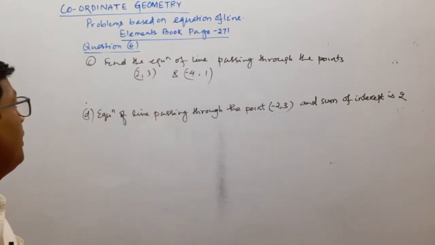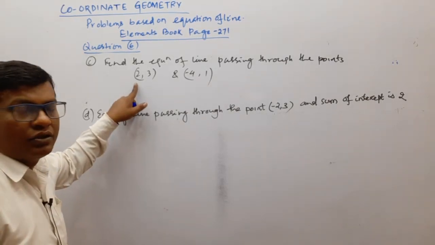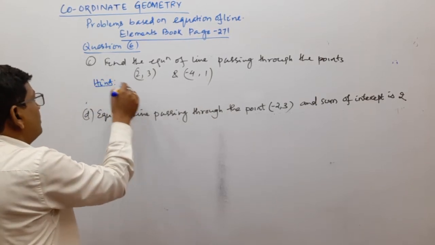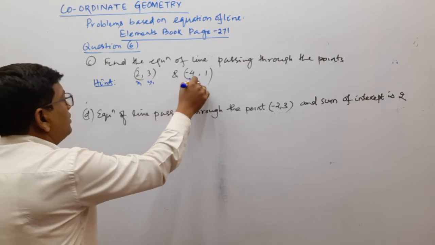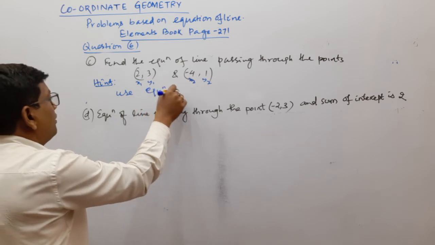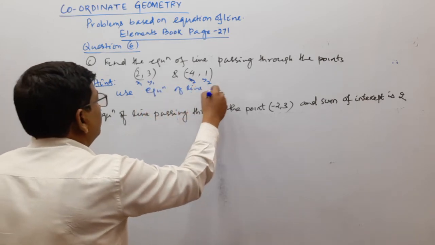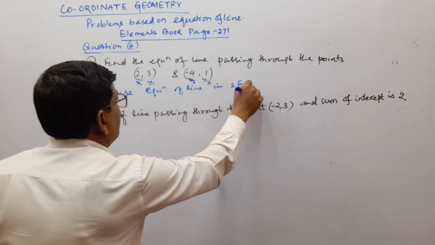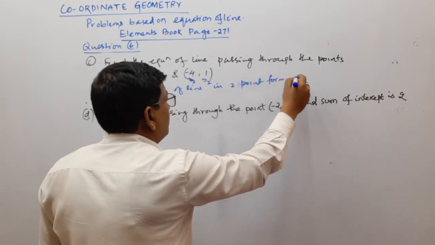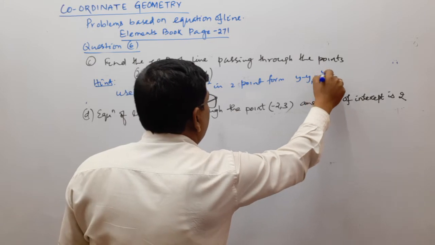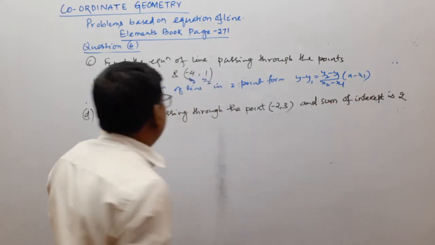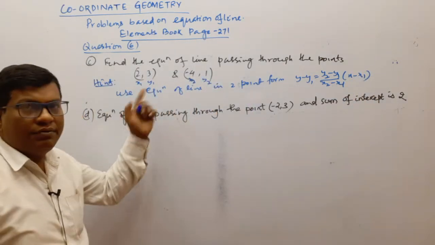Question number 6, find the equation of line passing through the point. Solution is what? Hint, use the form. This is x1 and this is y1, this is x2 and y2. Use equation of line in 2-point form. That is y minus y1 is equal to y2 minus y1 divided by x2 minus x1 into x minus x1. Use this formula, you can find the equation of line.